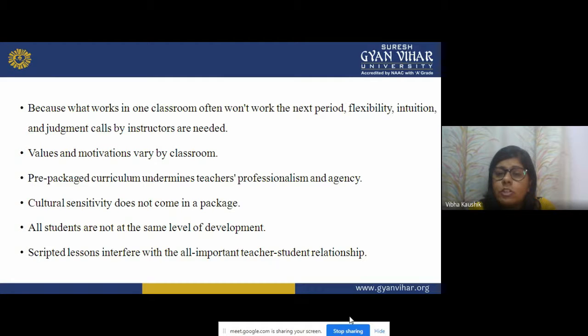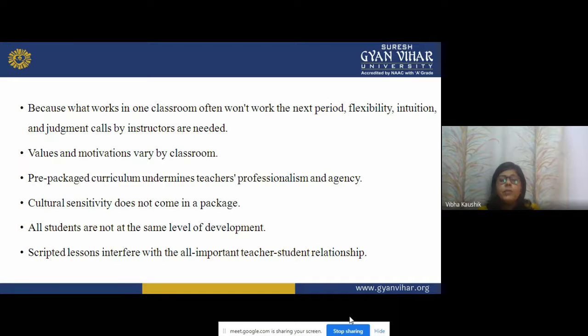Flexibility, there should not be rigidness. Intuition and judgment calls by instructors are needed. The instruction should be flexible in the teaching learning process. It means I cannot be rigid that I will follow that process only, that I will use these strategies, these techniques only for teaching. I have to be flexible. Judgment calls by the instructor are needed on what has to be taught to students and how it is to be taught.